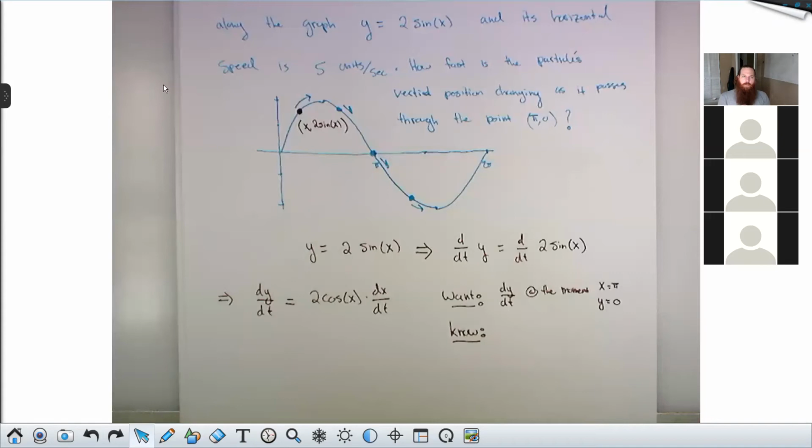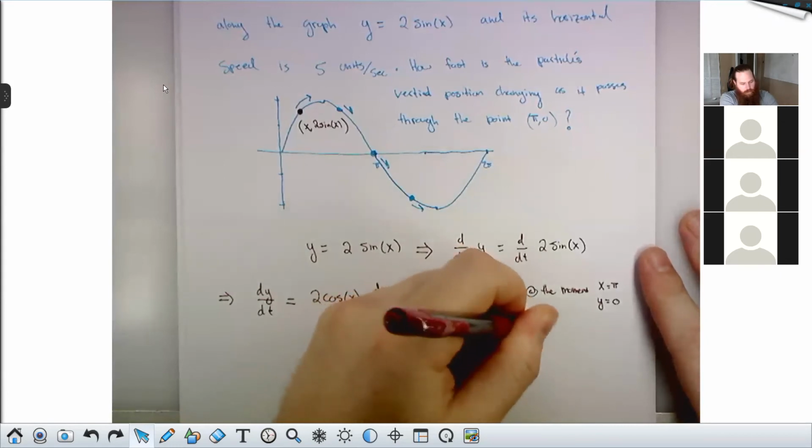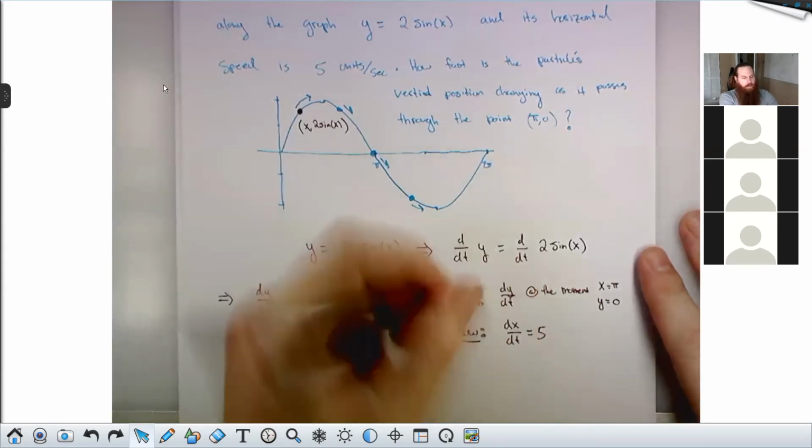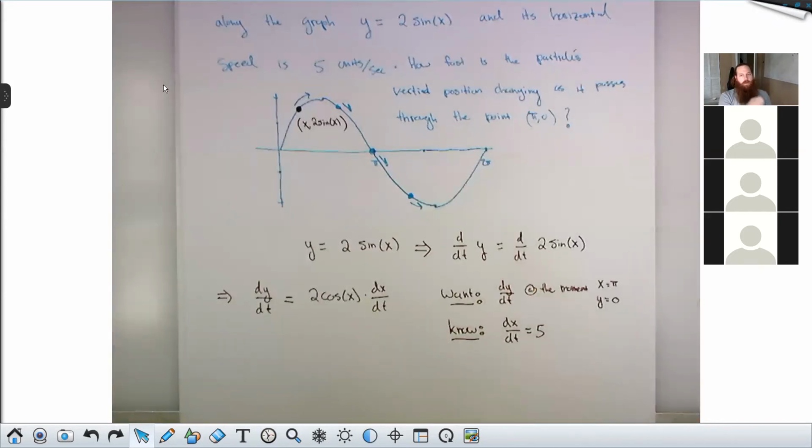What do I know? dx/dt is 5. Very good. The 5 is positive because I'm moving to the right, and that's the increasing direction for x. If I was moving to the left, at that same speed, dx/dt would be negative 5. Is that clear?